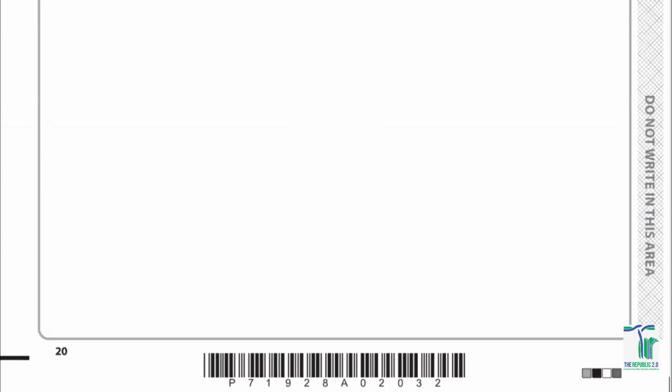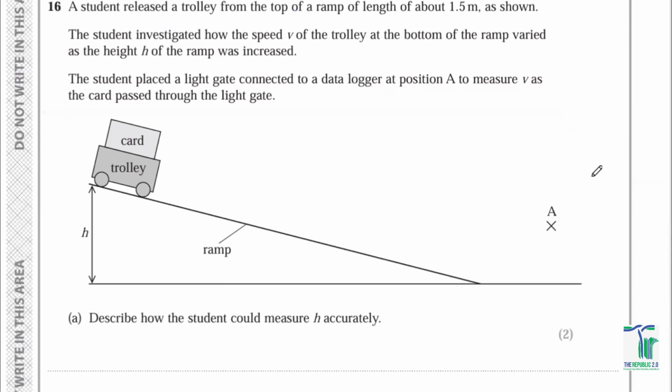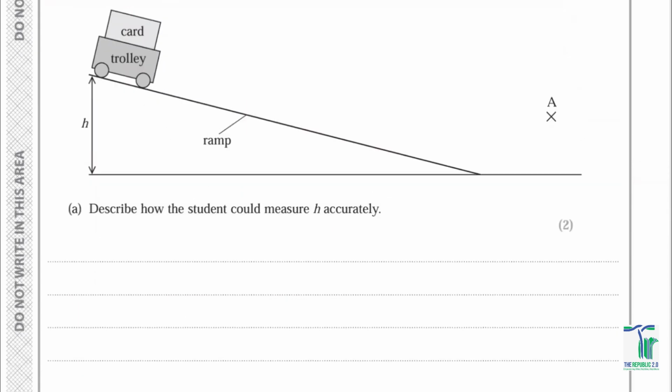Now we have the next question. A student released a trolley from the top of a ramp of length about 1.5 meters. As shown, the student investigated how the speed of the trolley at the bottom of the ramp varied as the height of the ramp was increased. The student placed a light gate connected to a data logger at position A to measure v as the trolley passes through the light gate. How would you measure the h accurately? That's quite easy.